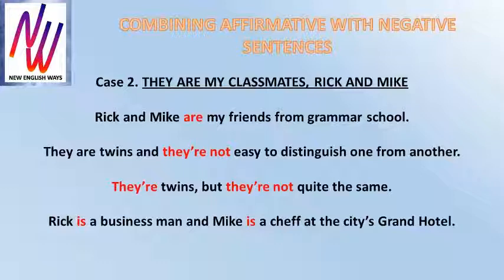The verb to be, negative form. Case 2. They are my classmates, Rick and Mike. Rick and Mike are my friends from grammar school. They are twins, and they're not easy to distinguish one from another. They're twins, but they're not quite the same. Rick is a businessman, and Mike is a chef at the city's Grand Hotel.